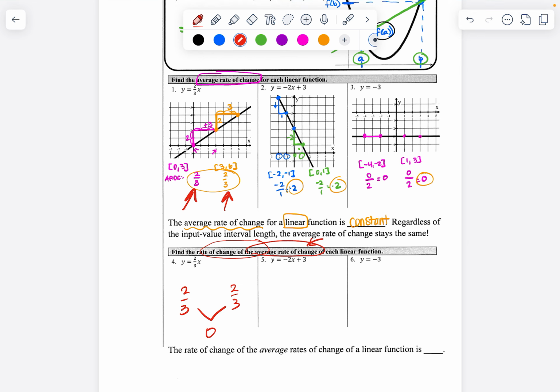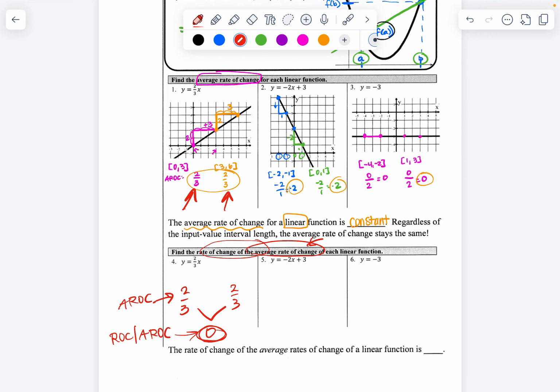That's 0. So this is the average rate of change for the linear function, and this is the rate of change for the average rate of change. The rate of change for the average rate of change didn't change. It's a 0. Okay, let's look at the next one.